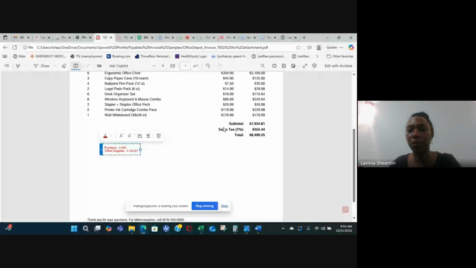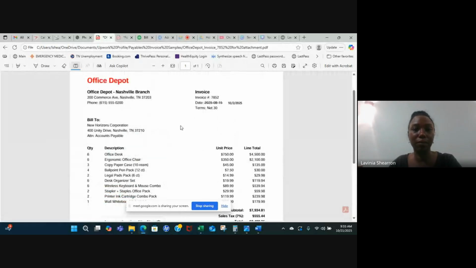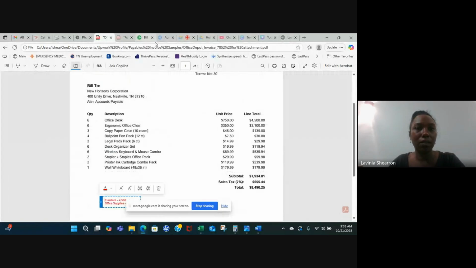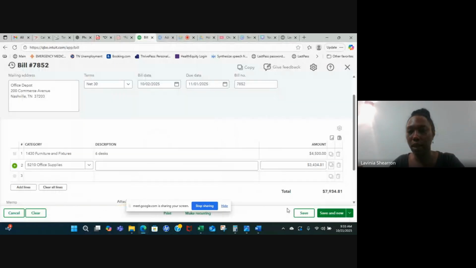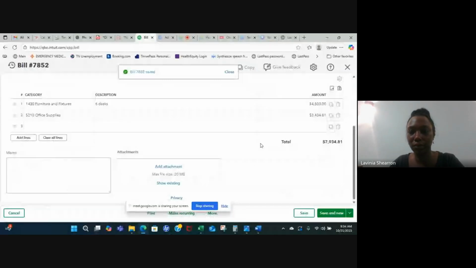remove the tax because New Horizons Corporation is a non-for-profit. So we're not going to pay that part. We're going to pay this. And I'll make sure to contact the vendor before we pay to let them know to take off the tax. So we're going to go back and we're just going to click Save. And then that's it. That's our invoice.